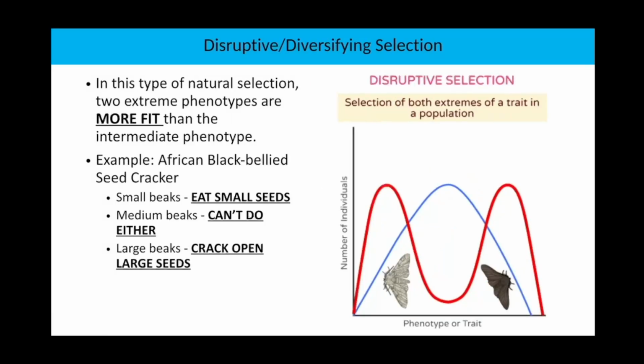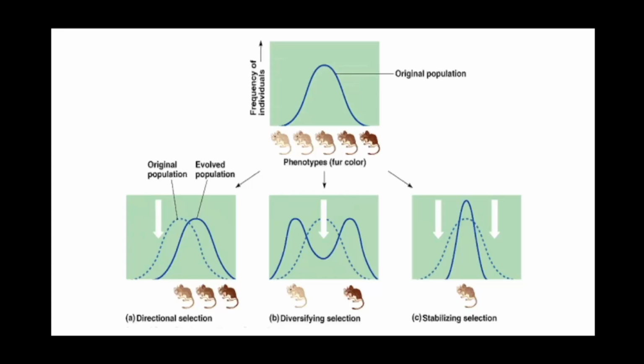And then diversifying or disruptive selection is when you have two very different shades that are selected for equally. So, for example, you have dark and light moths. Well, those that are really, really dark do well and survive, and those that are really, really light can do well and survive. So nature chooses the extremes, and then those medium shades end up dying off. And then here's another example of that with mice.